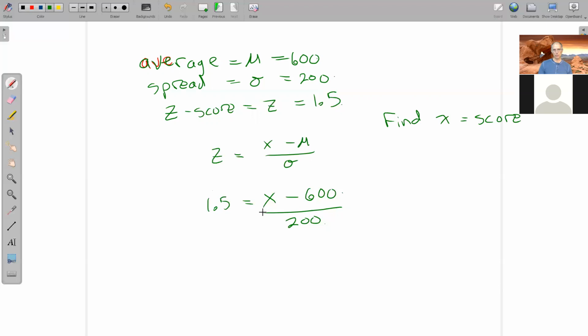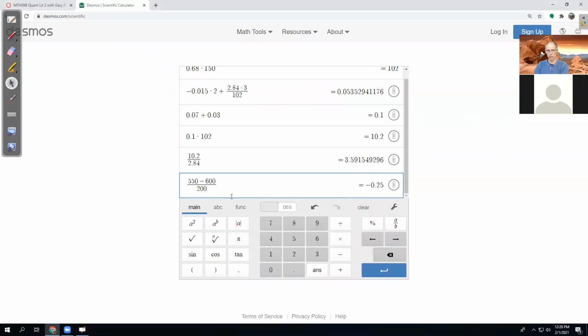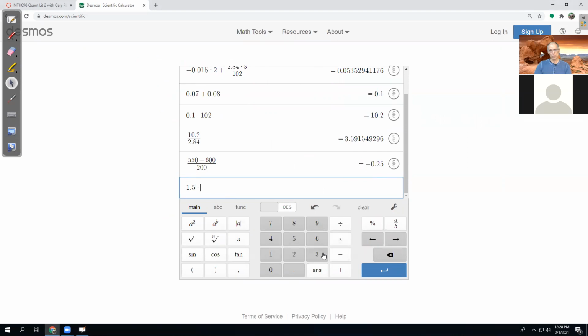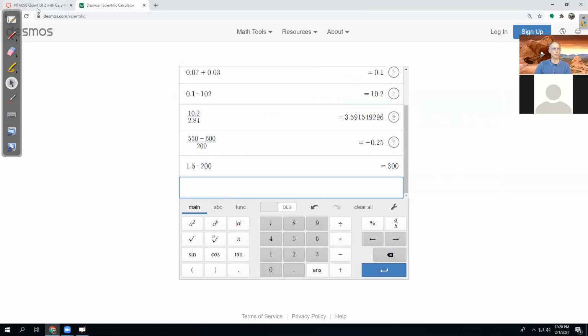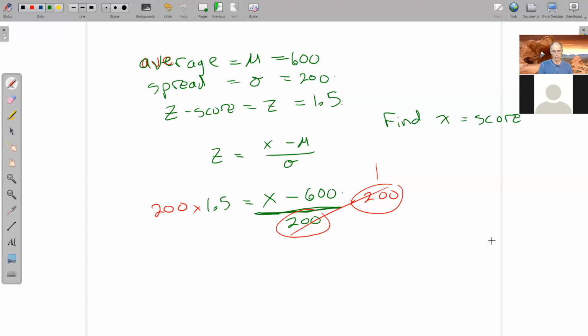So let's see, what should I do here to solve? Well, this division is under everything here, so I need to get rid of that. I would multiply by 200, because then that gives me a number divided by itself, which is 1. So I have to multiply by 200 on that side. Okay, so 1.5 times 200, I think is 300, but I'm going to double check. 1.5 times 200, yep. 300 equals, and I got rid of the 200 in the bottom, so I just have x minus 600.